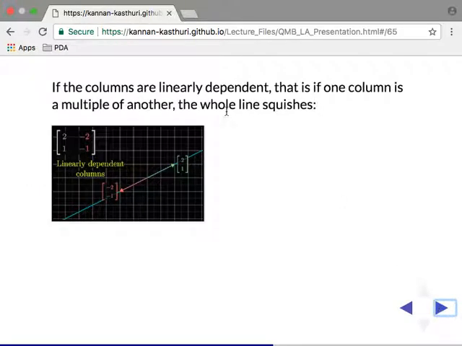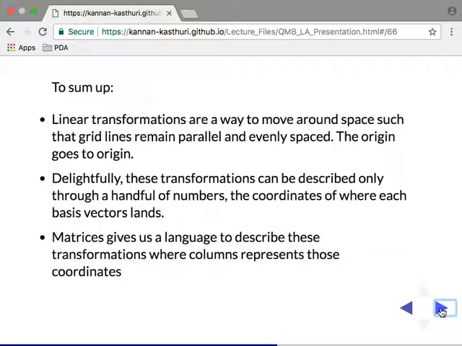So what happens if the columns are linearly dependent? If one column is a multiple of another, like 2 and 1, minus 2 and minus 1, right? It's going to squish the entire plane into this line. So if the columns are linearly dependent, it's going to squish into one line. So linear transformations are a way to move around the space where the grid lines remain parallel and evenly spaced. Okay, so the origin goes to origin. This is the characterization of linear transformations.